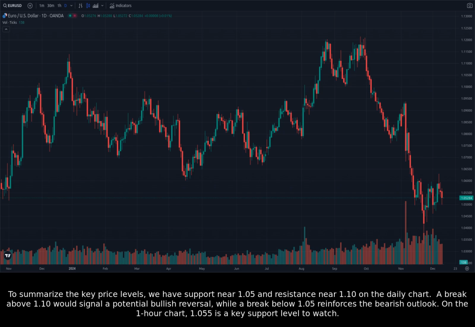To summarize the key price levels, we have support near 1.05 and resistance near 1.10 on the daily chart. A break above 1.10 would signal a potential bullish reversal, while a break below 1.05 reinforces the bearish outlook. On the 1-hour chart, 1.055 is a key support level to watch.